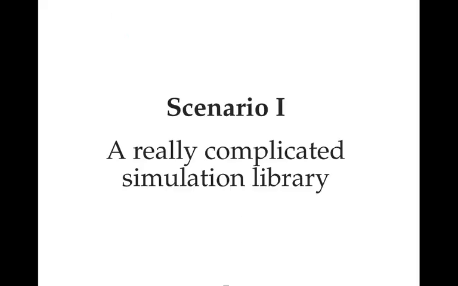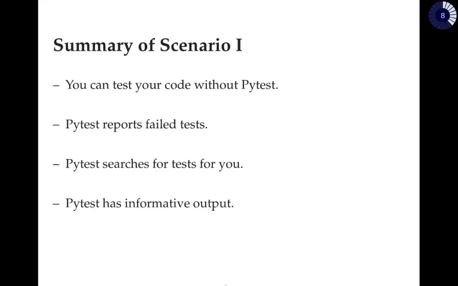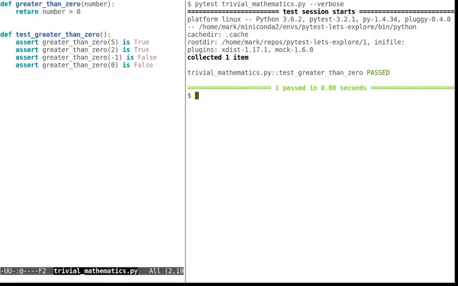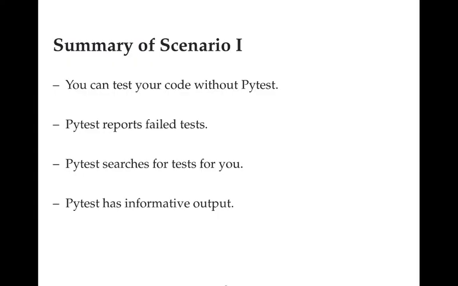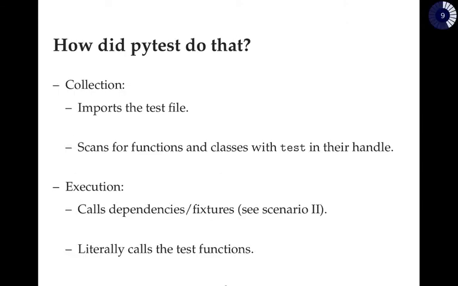It's shown us that you can test code with Pytest, and that Pytest tells you what tests fail, and it tells you a little bit about those failed tests as well with its informative output. Now the interesting thing about this is somehow, some way, Pytest searches for your tests for you. We didn't tell it to run the function test greater than 0 at all here. Pytest just knew that that was what we wanted to call. Now that could be a bit scary, a bit intimidating.